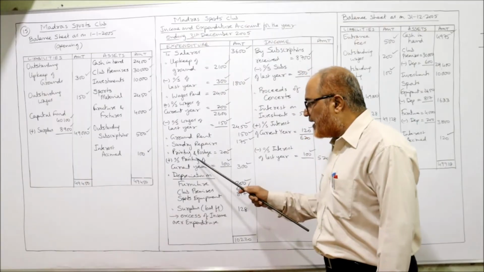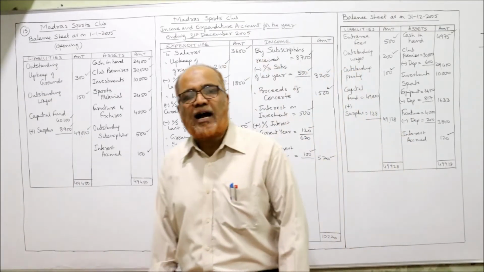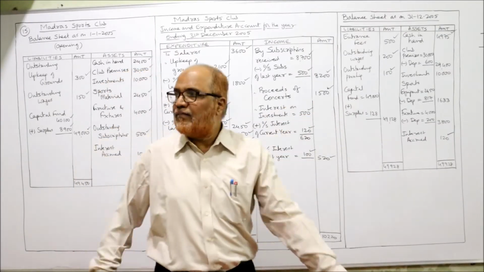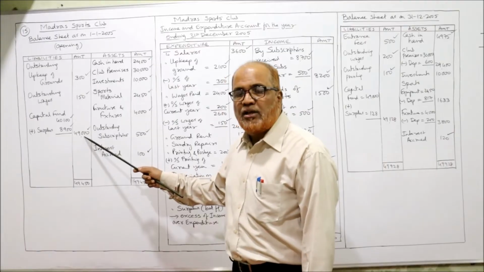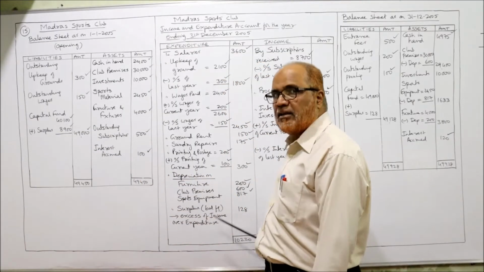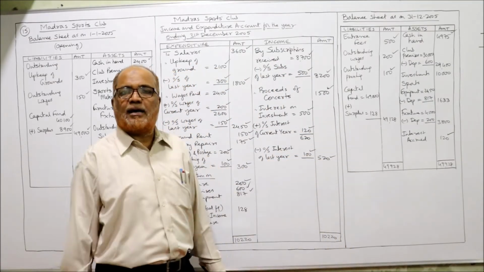Outstanding printing is added to printing. And then again, 100 rupees outstanding printing will be taken as a liability. Capital fund at the beginning of the year 49,000, here we got it. This 49,000 add surplus. How much is the surplus? 128. So 49,128 added. Liability side completed.